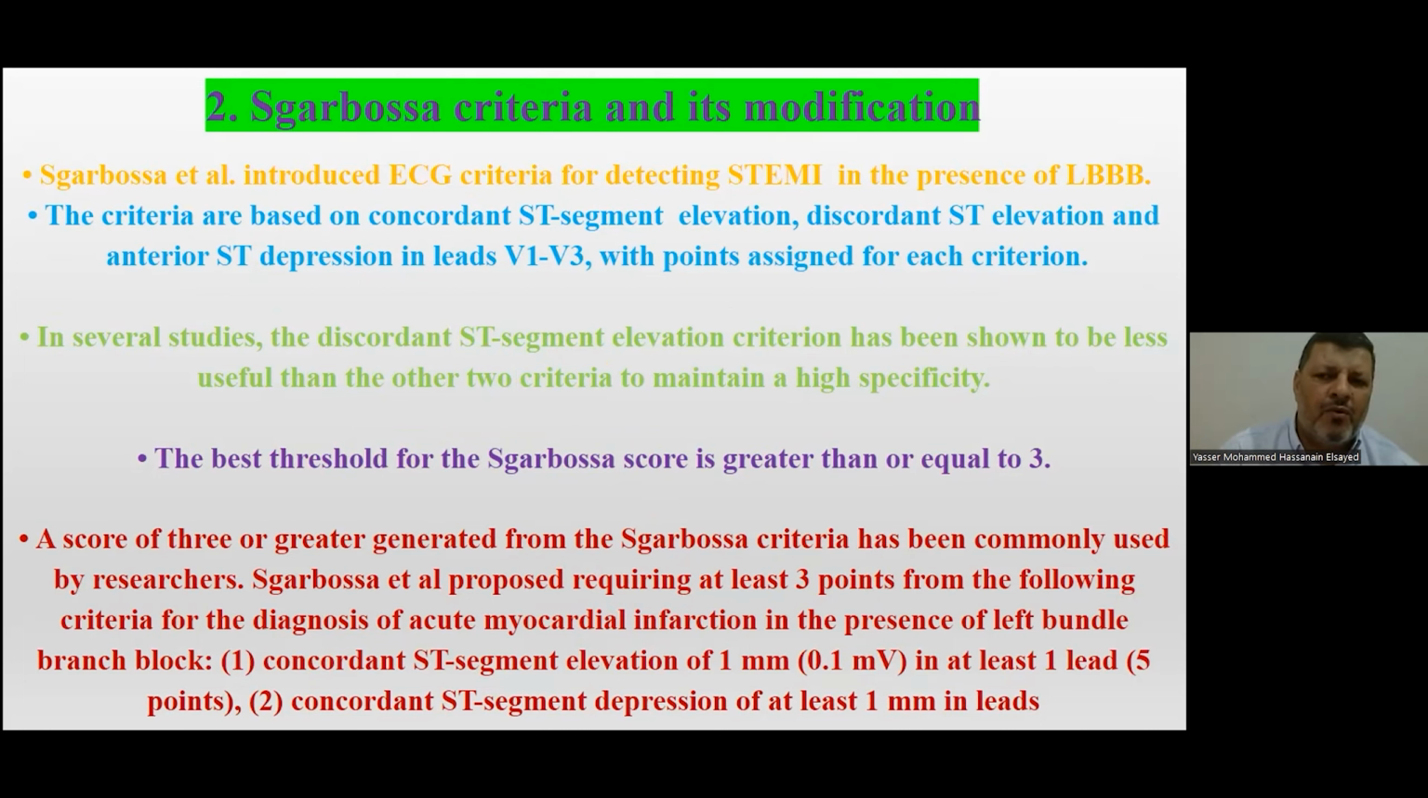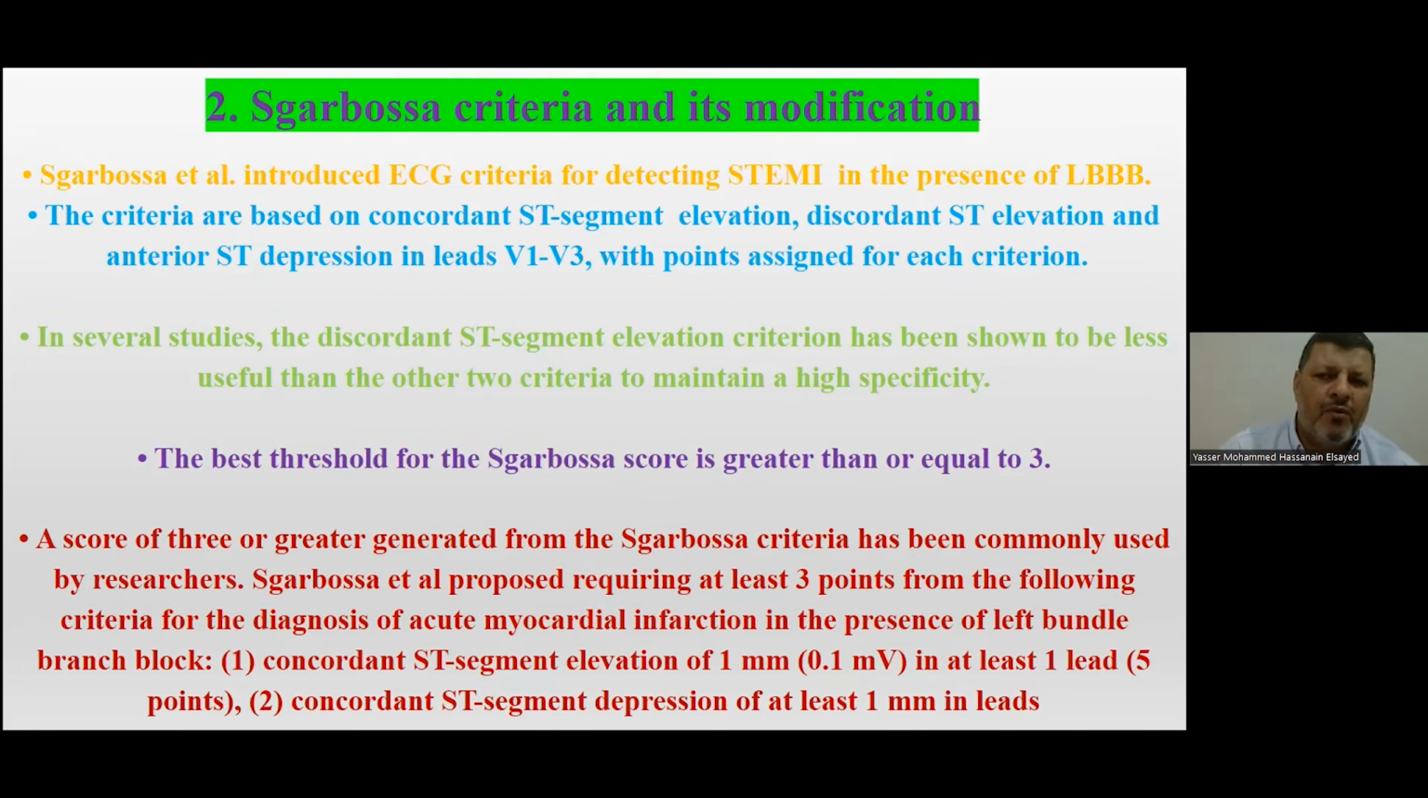As you see in the table, Sgarbossa A, B, C, with modified Sgarbossa criteria, or Smith criterion. The Smith criterion is discordant ST elevation with an ST to S ratio equal to or less than 0.25. The modified Sgarbossa criteria are superior to the original Sgarbossa criteria for diagnosis of acute coronary occlusion in left bundle branch block.